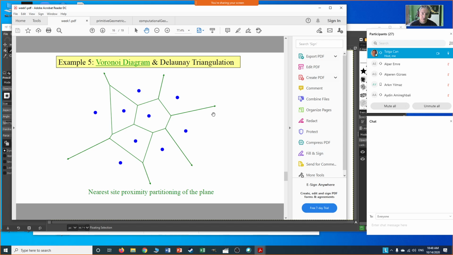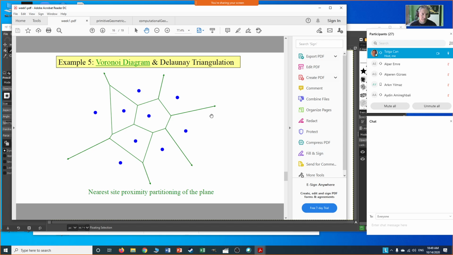So if you're here, the closest post office is this one. If you're here, the closest post office is this. If you're here, the closest post office is this. So without going over all of the post offices one by one, if you know which region you're in, you're immediately closest to the site that belongs to this region. So this is the Voronoi diagram.